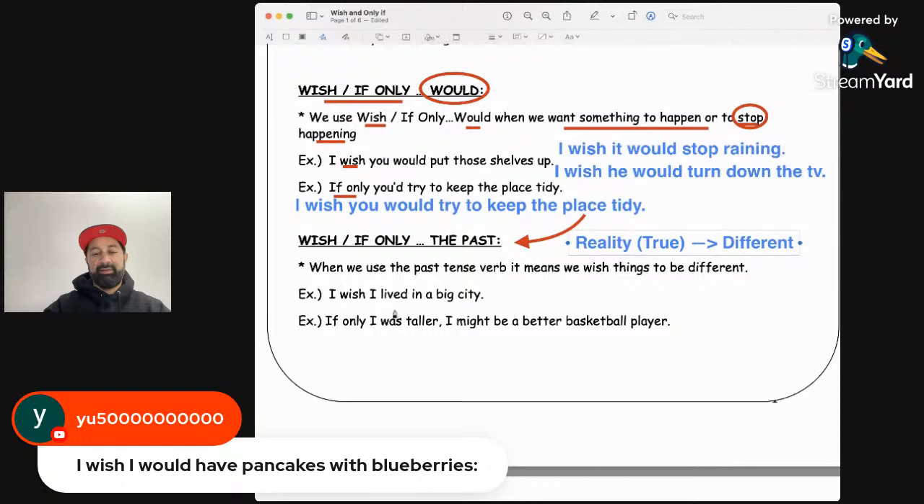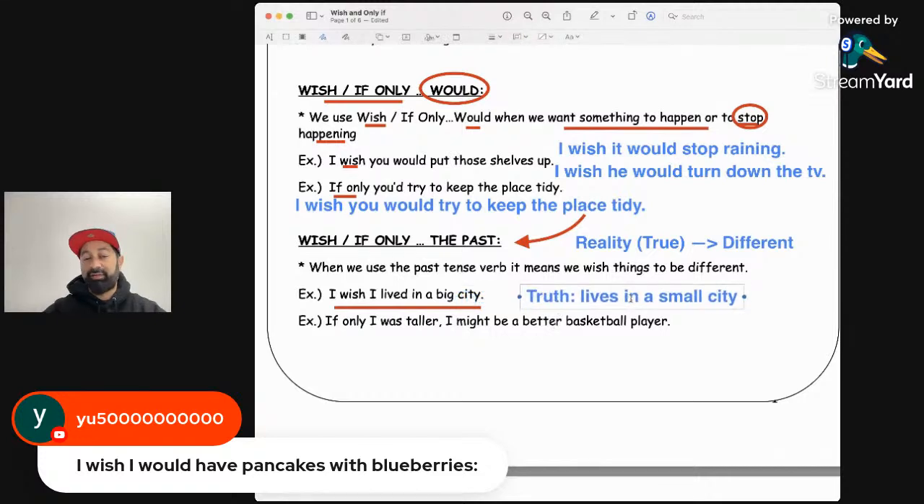For example, we have this sentence here. I wish I lived in a big city. So that means in this situation, the truth is this person lives in a small city. That's their fact. They live in a tiny small town, but they want it to be different. They want to be in a big city. So I wish I lived in a big city. This is past tense.